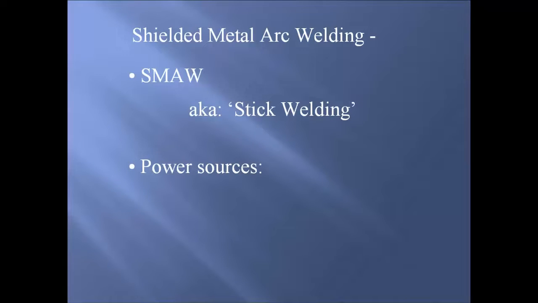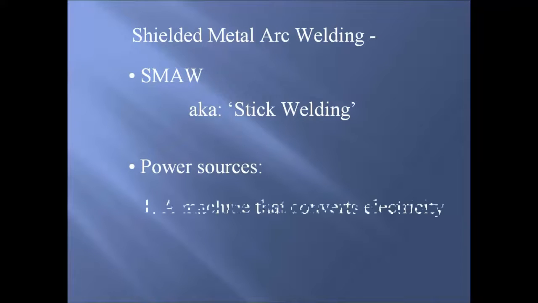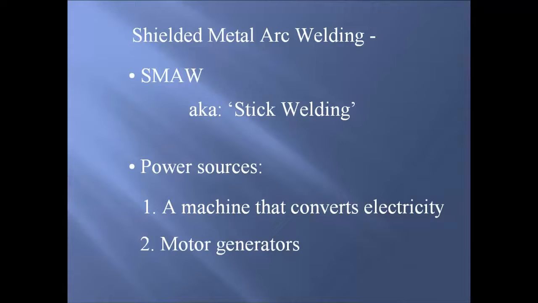Power sources. There are two types of power sources used for shielded metal arc welding. The first is a static machine that converts the electricity supplied by an electrical power company, and the second is motor generated that uses fuel.